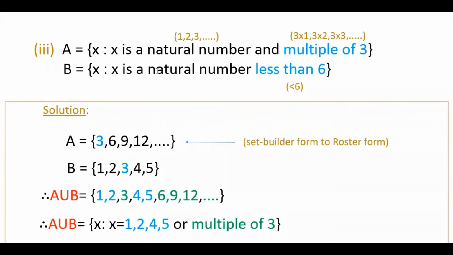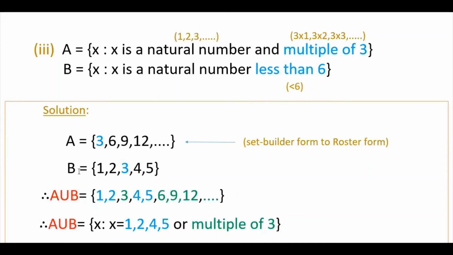And the next one, the third one: A is equal to {x such that x is a natural number and multiple of 3}. We know that natural numbers are 1, 2, 3, 4, etc. And multiples of 3 are 3, 6, 9, 12, etc. This is in set builder form. You can write in roster form, A is equal to {3, 6, 9, 12, etc.}. These are the elements of set A. And B is equal to {x such that x is a natural number less than 6}. We know that the natural numbers less than 6 are 1, 2, 3, 4, 5.